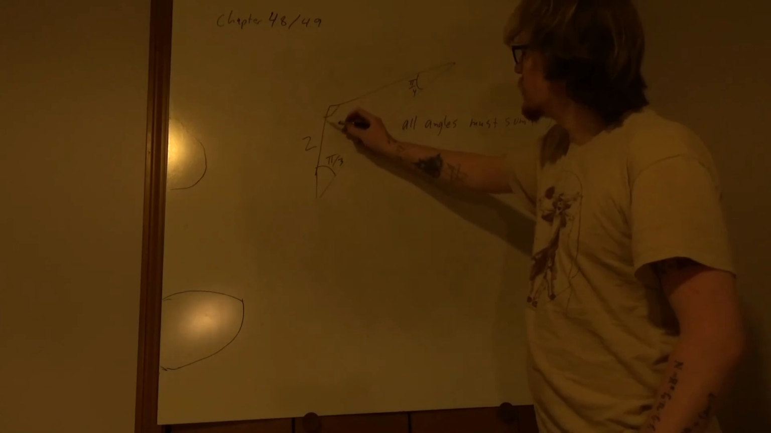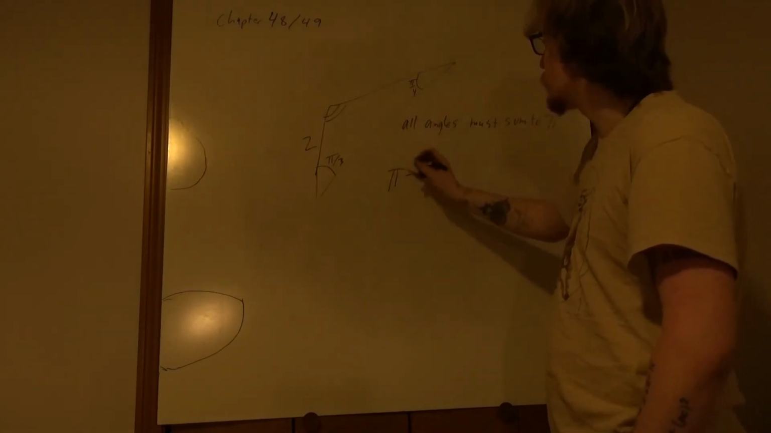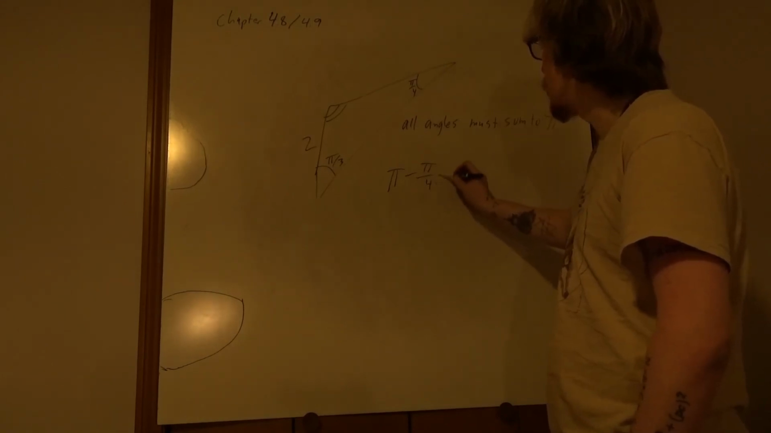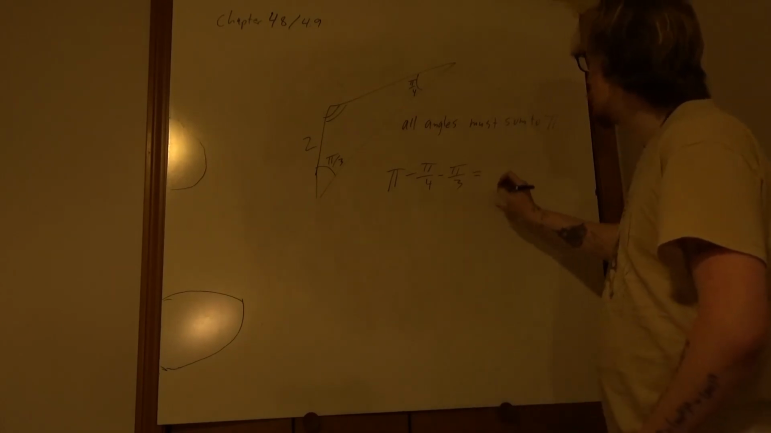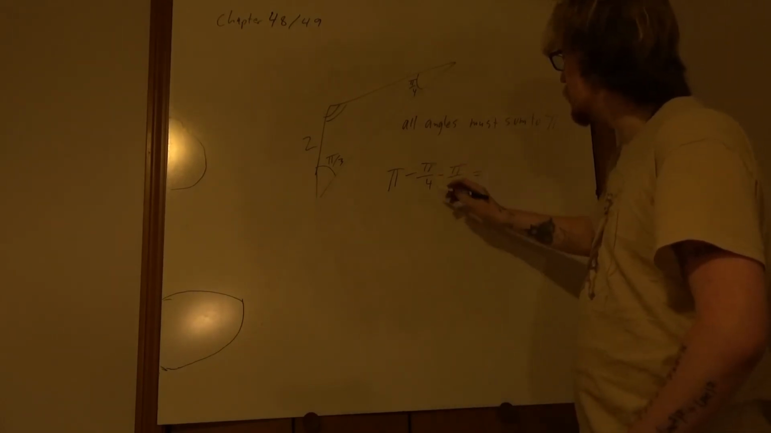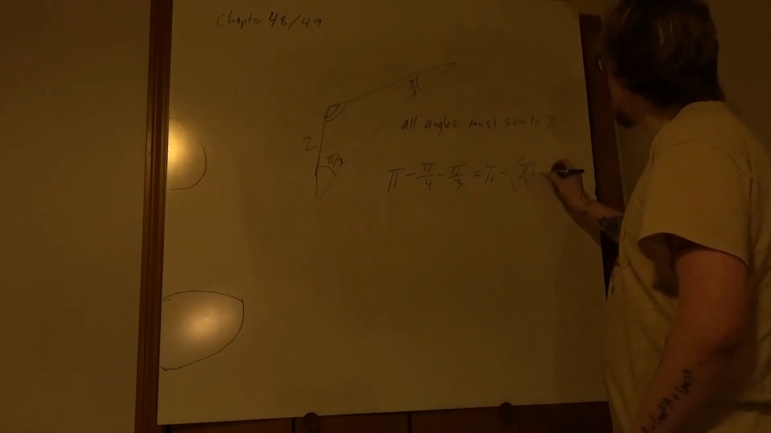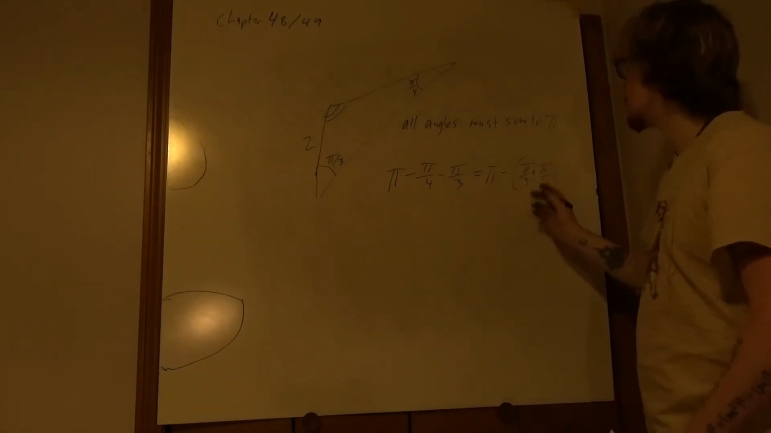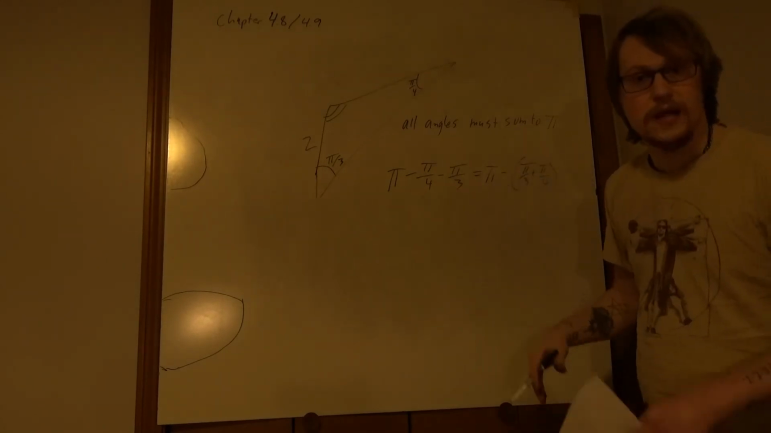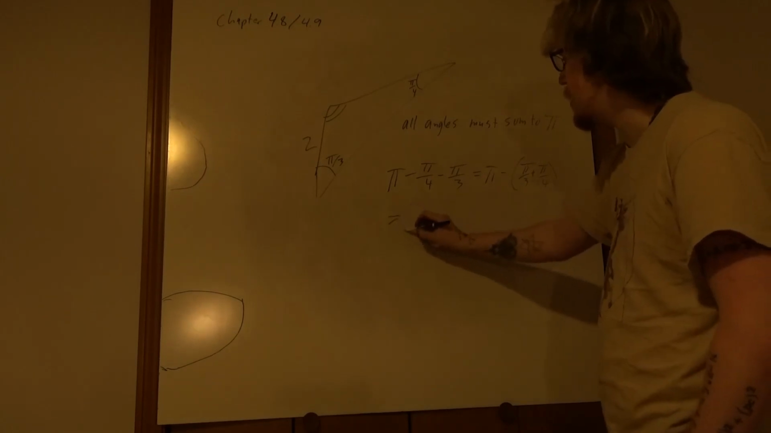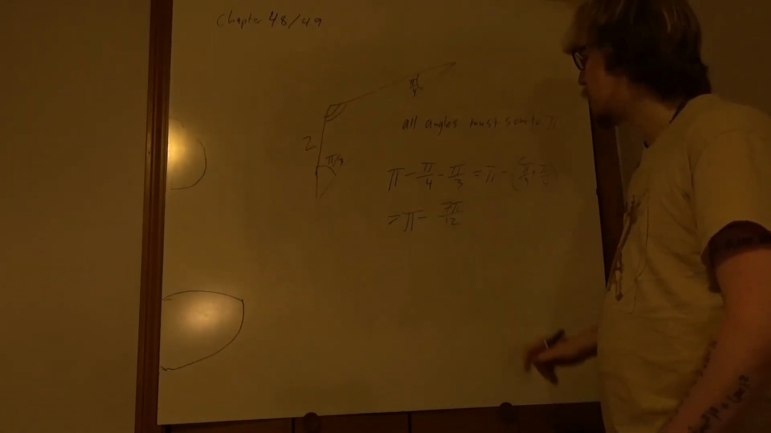To figure out what this angle is, we just need to take pi minus the other two. So pi minus pi over 4 minus pi over 3. When we do this, we can combine these into pi minus (pi over 3 plus pi over 4), just by factoring out the negative. We know what this number is because we dealt with it last time. This is the same as pi minus 7 pi over 12.